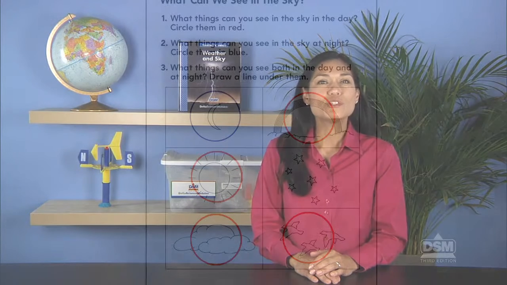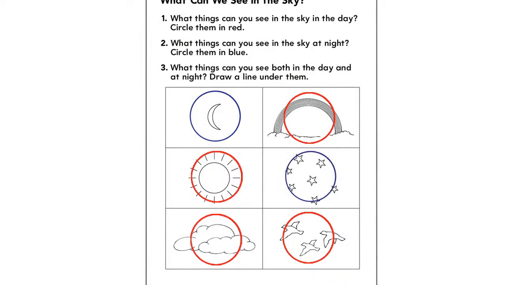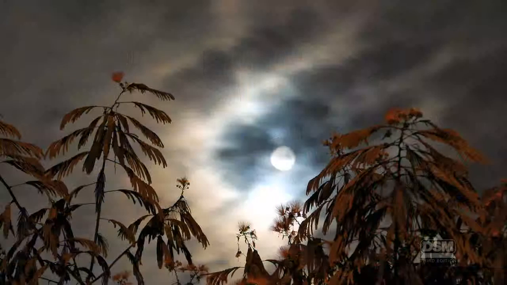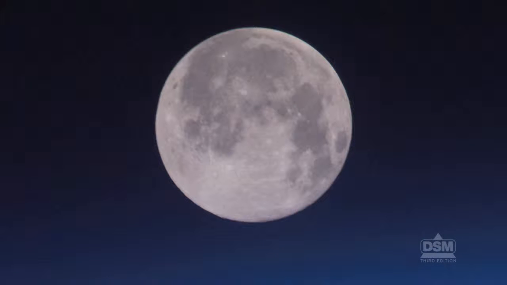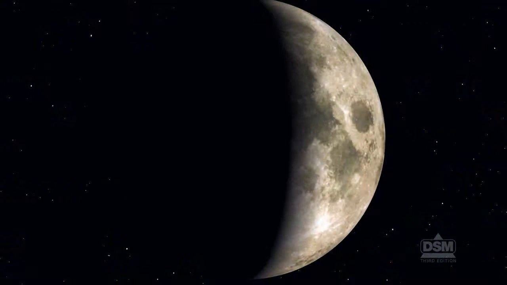Then, distribute a copy of Activity Sheet 2 to each student. Review the directions and pictures as needed, and have students complete the sheet. Next, ask students, what else can you tell me about the moon? Students may suggest that the moon looks like a glowing ball in the sky, and that it seems to have different shapes at different times, sometimes round, sometimes a half circle, and sometimes a crescent.